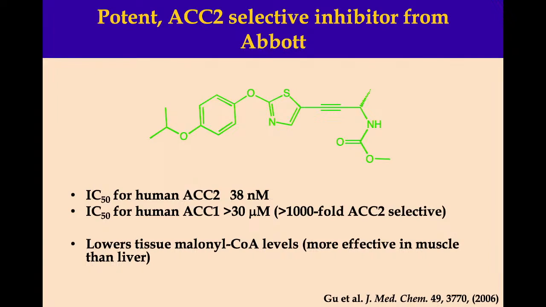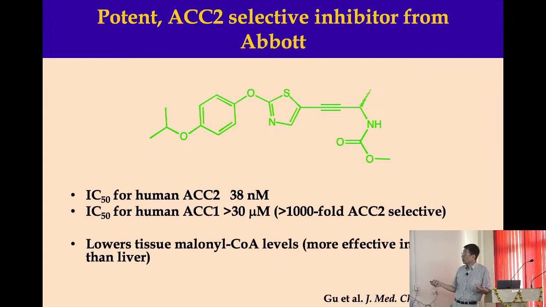And by doing some medicinal chemistry, they evolved this compound, which is actually very selective, 1,000-fold selective for ACC2 against ACC1. Remember that earlier I said it's not known whether a compound can target ACC1 and ACC2, so this is a compound that targets only ACC2. And then they showed that the compound was more effective at reducing malonyl-CoA levels in liver tissue rather than muscle tissue. So that's consistent with the ACC2 selectivity.